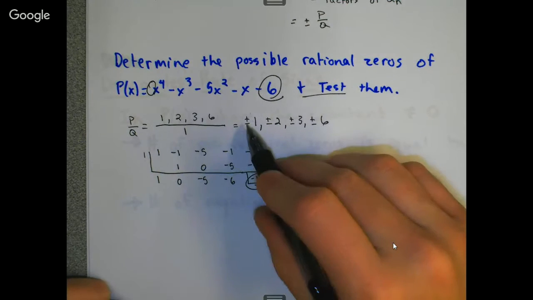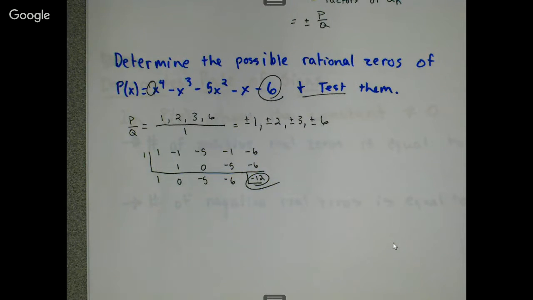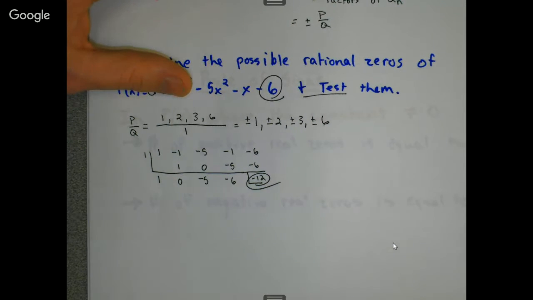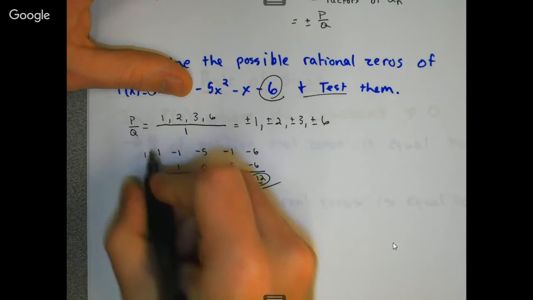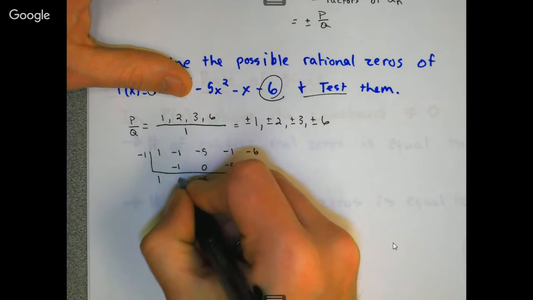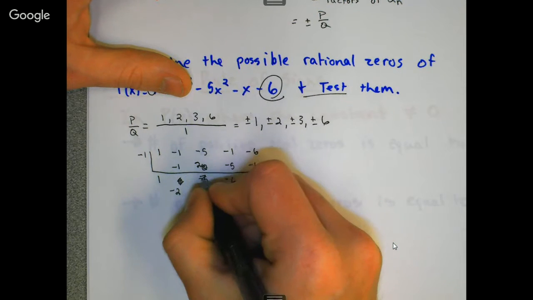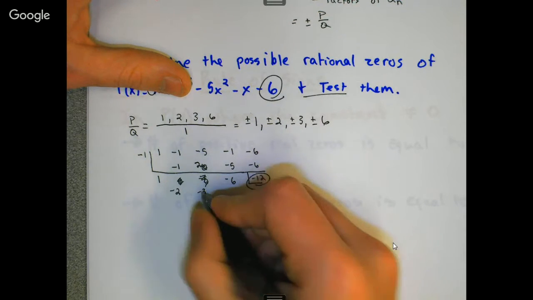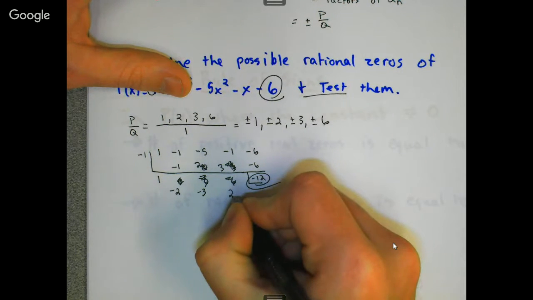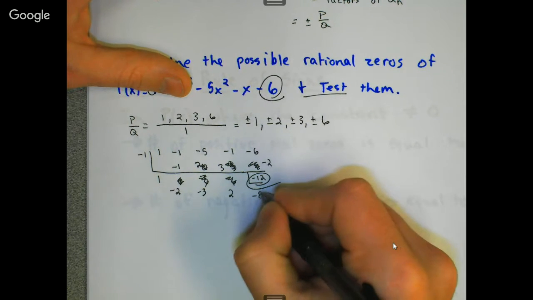So we got 8 items that I'll need to check. So what if I do -1? Now sometimes we can just go in here and change that to a -1 and redo it all. So I bring down a 1, I multiply, I get -1. Add, I get -2. Multiply, I get 2. Add, I get -3. Multiply, I get 3. Add, I get 2. Multiply, get -2. Add, you get -8. So that one didn't work.